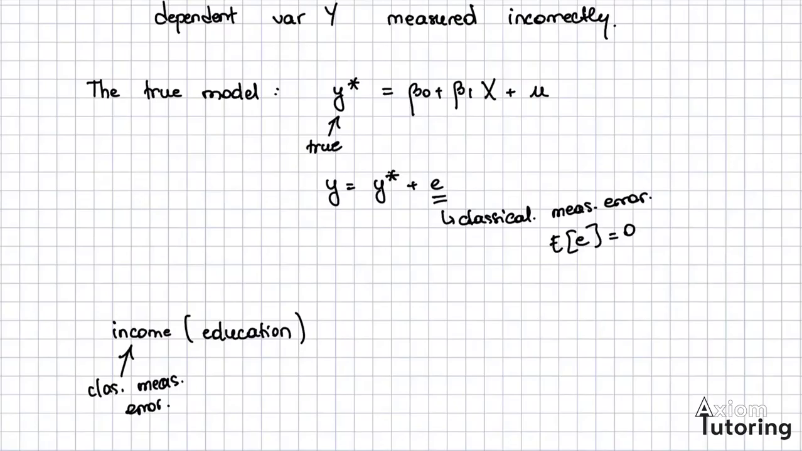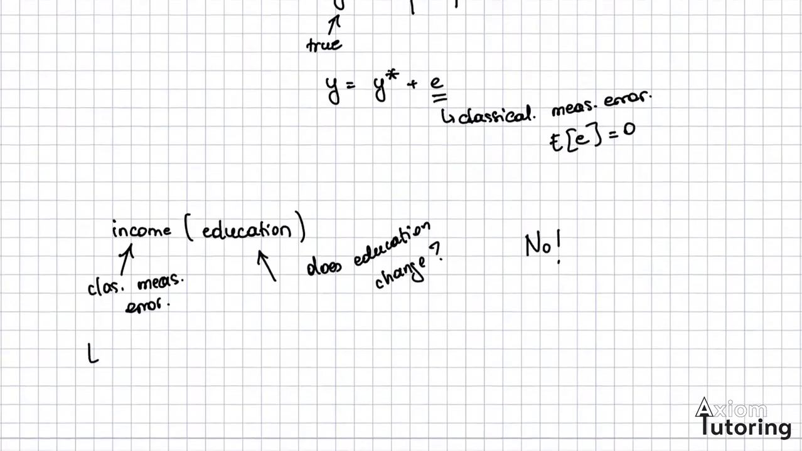The question is, does education change? The answer is no. Does the true relationship between education and income change? The answer to that is still no. Does the X move, so your education? The answer is still no. Only the measurement of Y has become noisier.